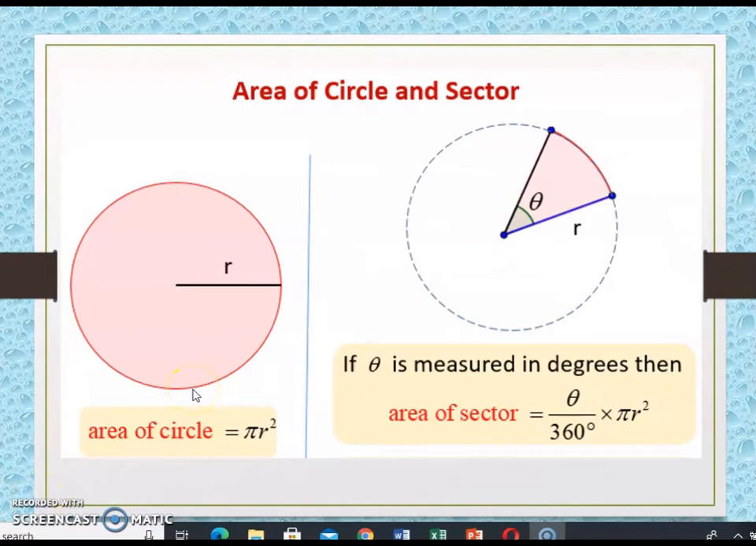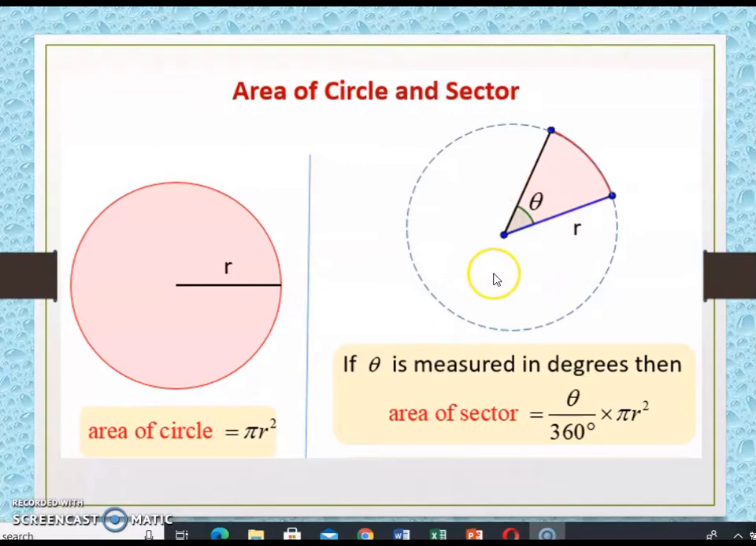Now, area of the circle formula, you already know if r is the radius given to you, then area of the circle will be pi r square. Now, suppose if we need to find out the area of this sector and this angle theta is given to you, that is angle between the two radii that are forming this sector. So if theta is given to you and you need to find out the area of this region, it will be theta by 360 into pi r square.